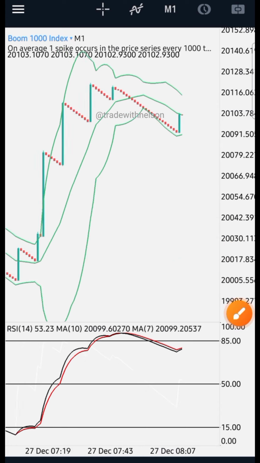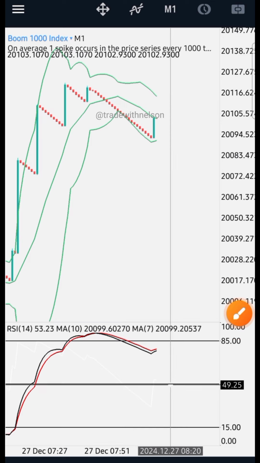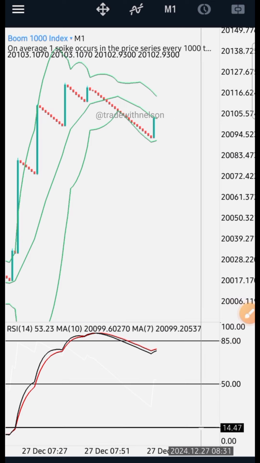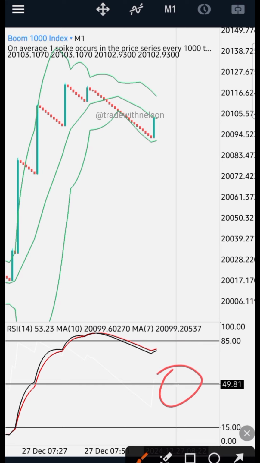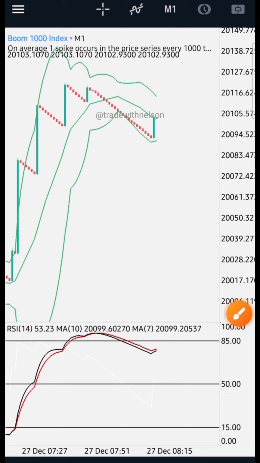Then we hold our trade until it touches the 50 level, or we can close some partials at the 50 level, which should be at this point, and then we take all our trade at the 15 level, then we close all our positions.